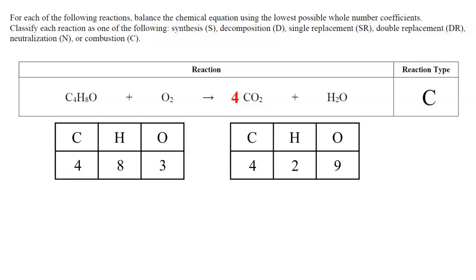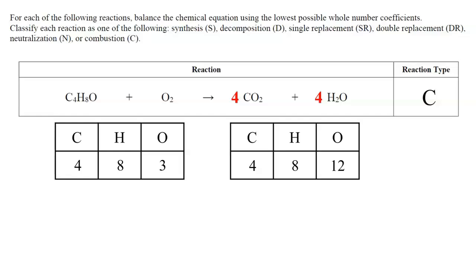So the next element I'm going to consider would be hydrogen. There's 8 hydrogens on the left, and I would like to get 8 hydrogens on the right. So I'm going to put a coefficient of 4 in front of the H₂O, so I could get 8 hydrogens on the right. So 4 times 2 is 8. So my new total, I still have 4 carbons, but now I have 8 hydrogens, and you can see that now the number of oxygens has been increased as well. So there's 12 oxygens on the right side of the equation.